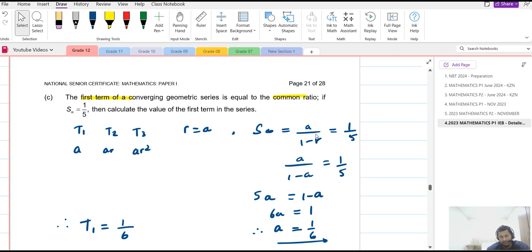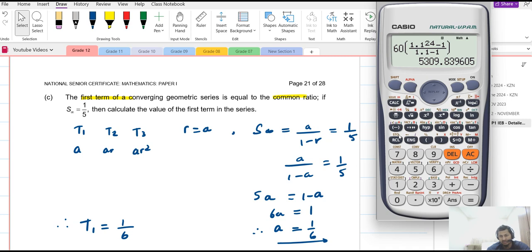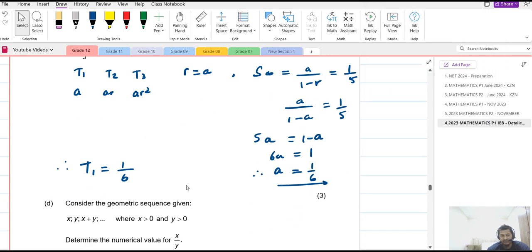You can check that out: 1 over 6 divided by 1 minus 1 over 6, and see what your answer is. I'm just double checking my answer. 1 over 6 over 1 minus 1 over 6. So what's my answer? 1 over 5. So my answer is correct. Let's move on to the next question.